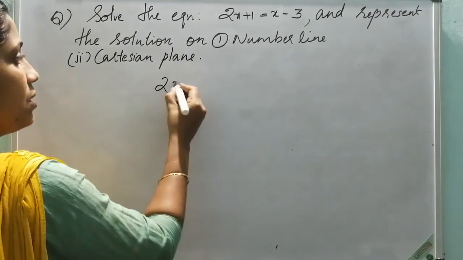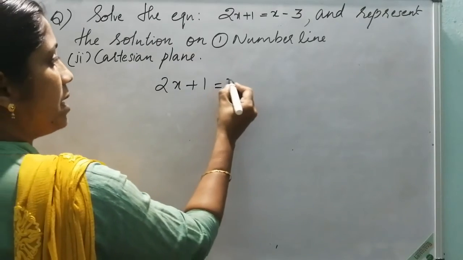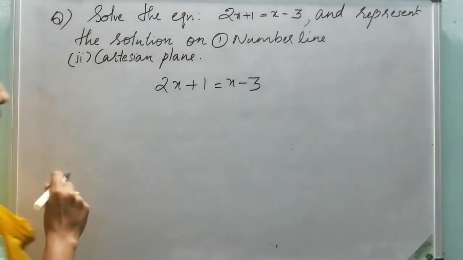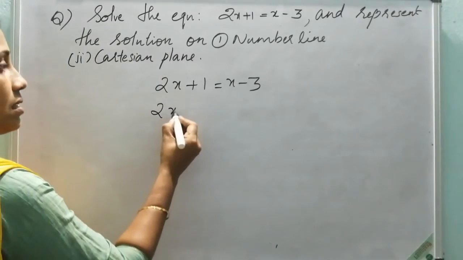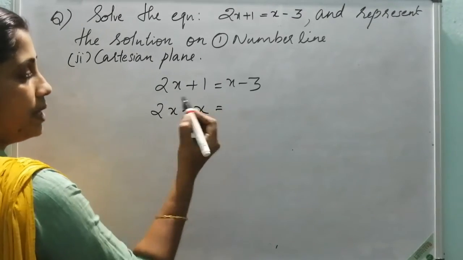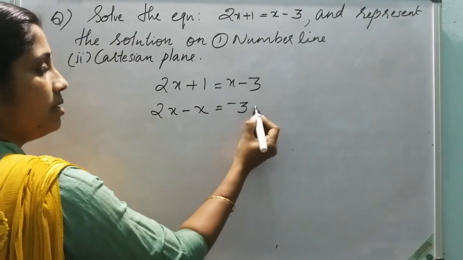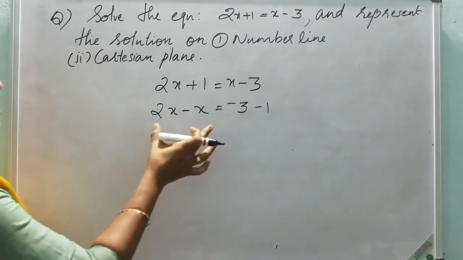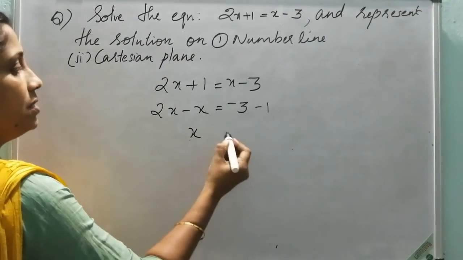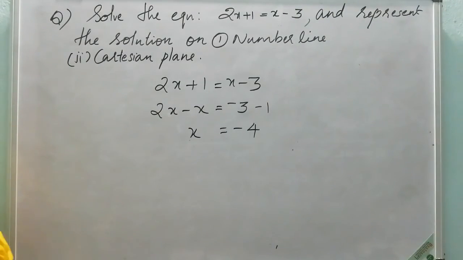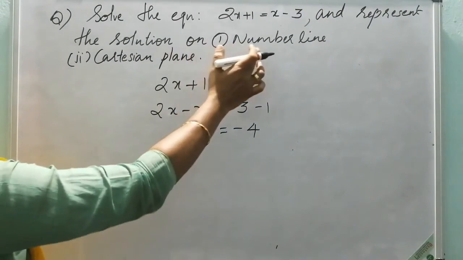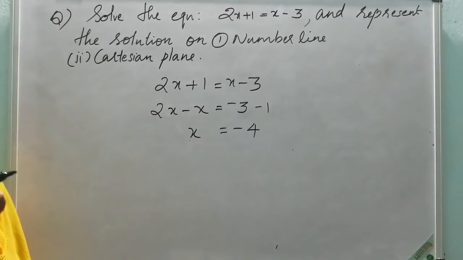2x plus 1 is equal to x minus 3. How can we solve? Take the x terms to one side. So it is 2x minus x is equal to minus 3 minus 1. Then 2x minus x is x itself, that is equal to minus 4. So the solution is x is equal to minus 4. Then the question is to represent it on the number line.